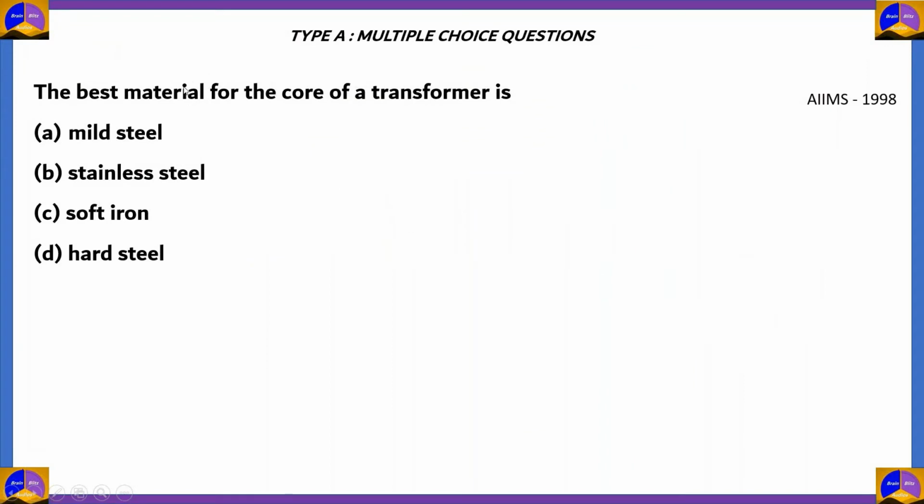Let's move on to the next question. The best material for the core of a transformer is: mild steel, stainless steel, soft iron, hard steel. Now, the core of a transformer needs to perform 2 functions. 1, it should be magnetized quickly, and 2, it must change its polarity quickly. So once you change the polarity from positive to negative, the material must also change its magnetization direction quickly. So these are the 2 characteristics which characterize the best core.